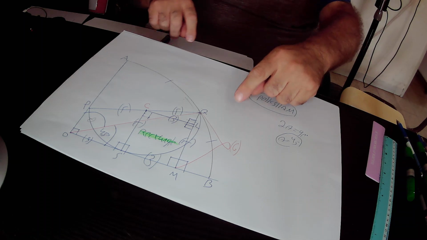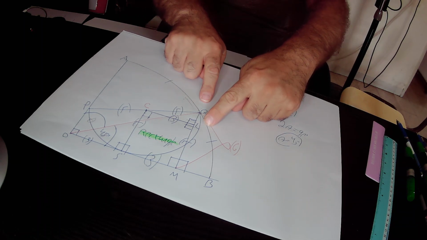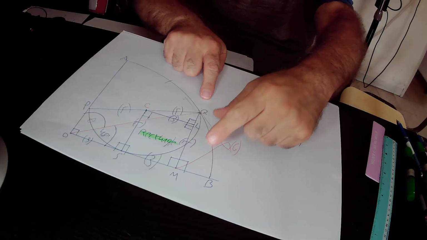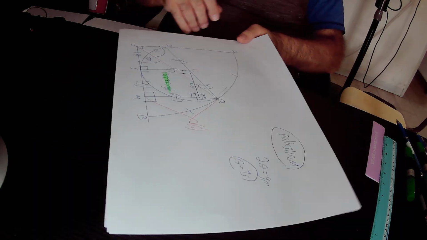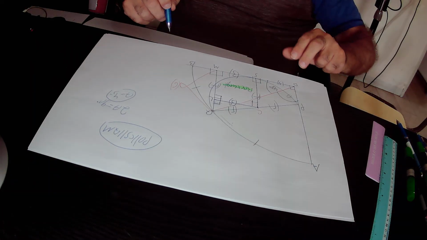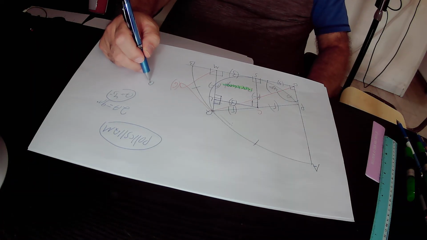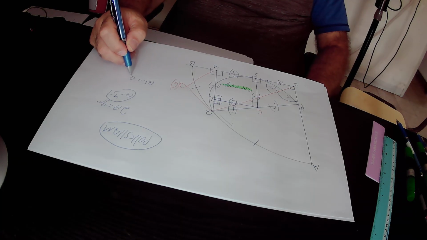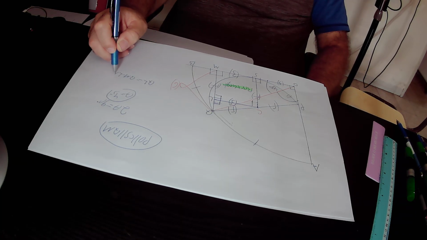What is the length of QL? QL equals QM minus LM. Again, QL equals QM minus LM. So, I do that. QL, the small letter QL, equals QM minus LM.